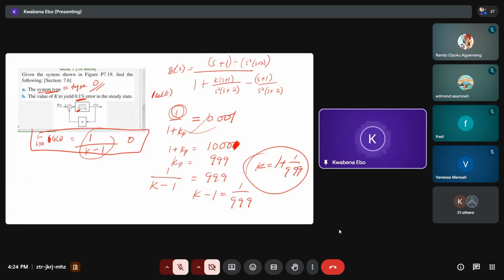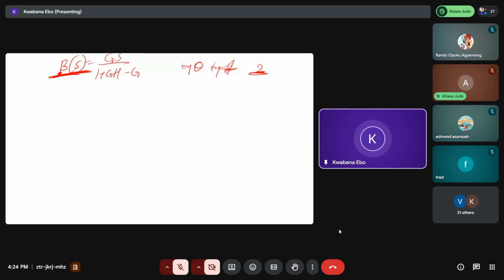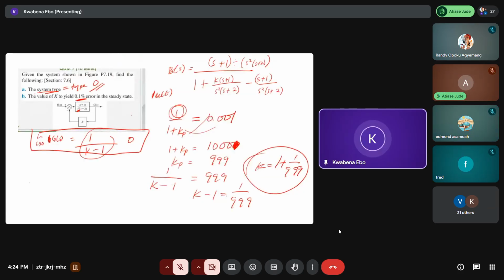Okay, so it seems there is no. So yeah, my point is if you are given a non-unity. Yeah, please, Jude, you can speak.